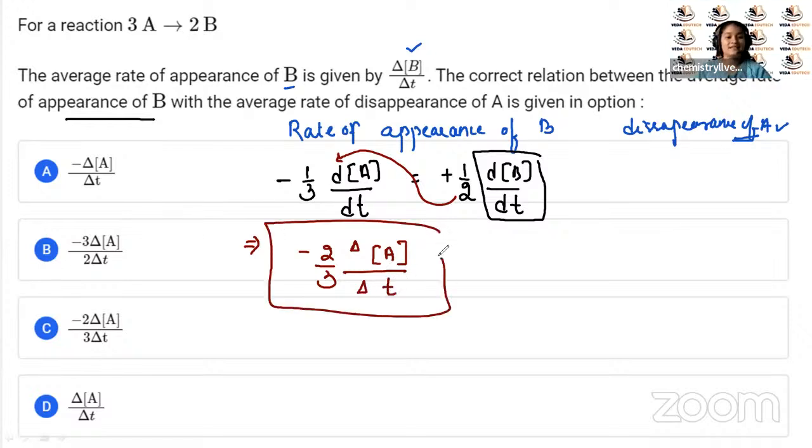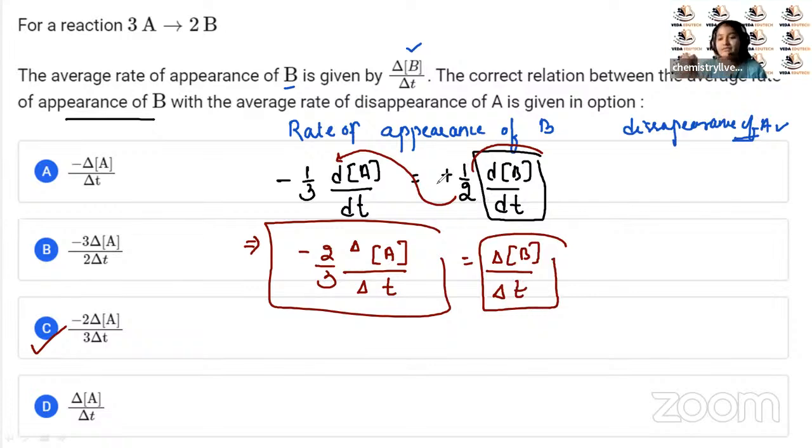So this is given in which option, children? This is given in the third option, right? So minus 2 by 3 del A by del T is going to be your answer. I hope you all understood how it is related. If it is asked only the rate of reaction, then you have to include the coefficient. If it is asking the rate of appearance or disappearance, you have to just write the delta B by delta T. Only this we wanted, so we took everything else to the other side. Okay, let us go ahead and see.